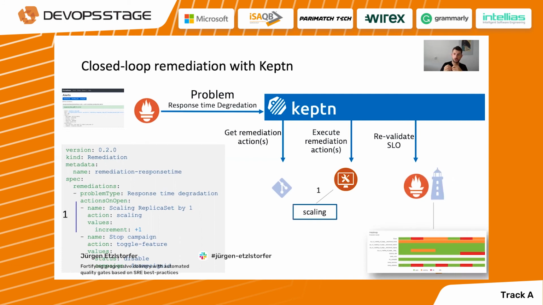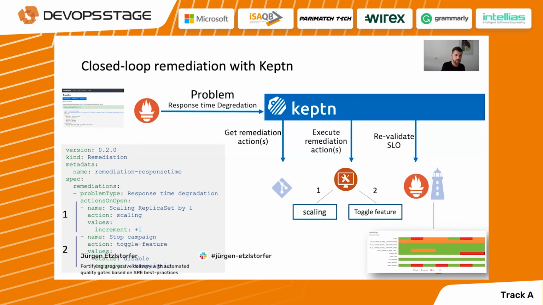So we are not using only the SLOs for configuring the alerts, but now we are again reusing them with our quality gates to check if the action that we've just triggered actually did the job correctly and the problem is solved. If it's not solved, if we still cannot generate a sufficient score with our quality gates, we will do the second action.